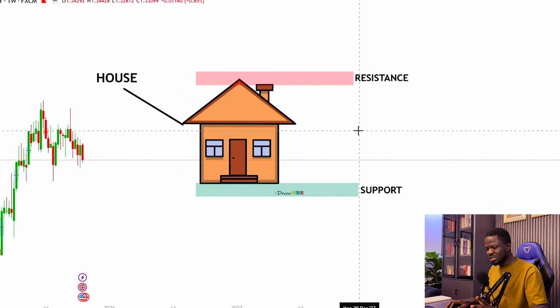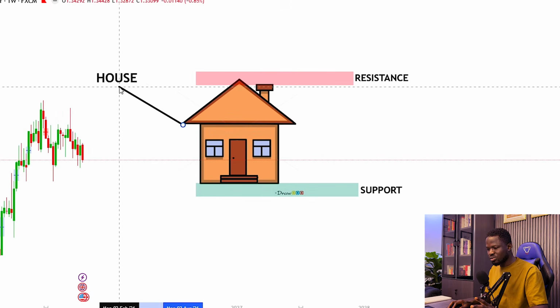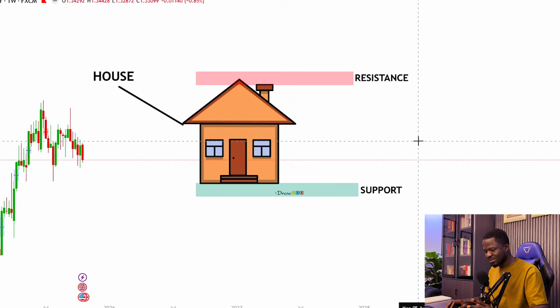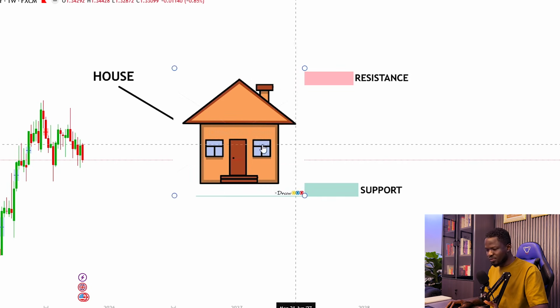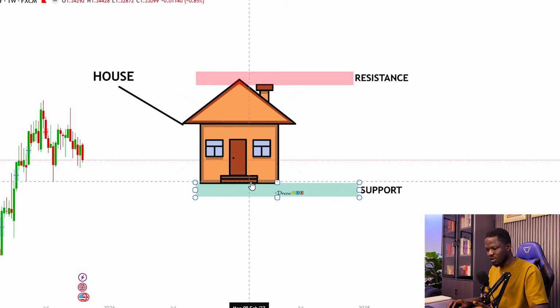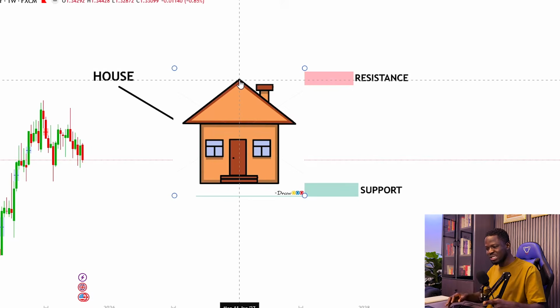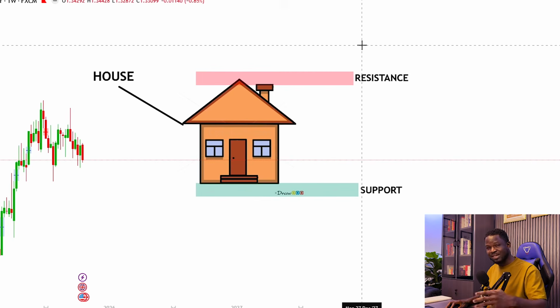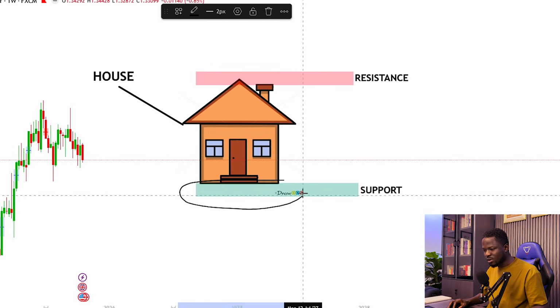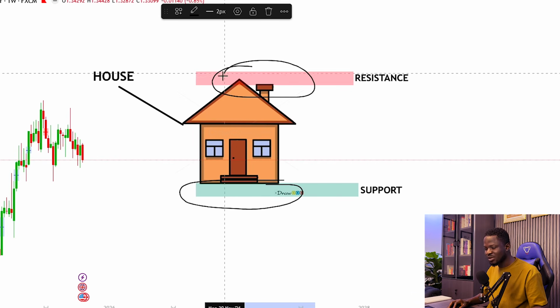In this video, I'm going to use a house to explain support and resistance so that you guys can understand it very well. If you look at this building, every regular building has what we call a floor and a ceiling. For instance, maybe you are in your sitting room and you are trying to jump from the floor of your sitting room to the ceiling. The moment your head touches the ceiling, what is going to happen? You're going to feel some pain. Then you're going to fall back to the floor of your sitting room. So that's why I'm using this house to explain support and resistance. This is the floor of this building and this is the ceiling of this building.